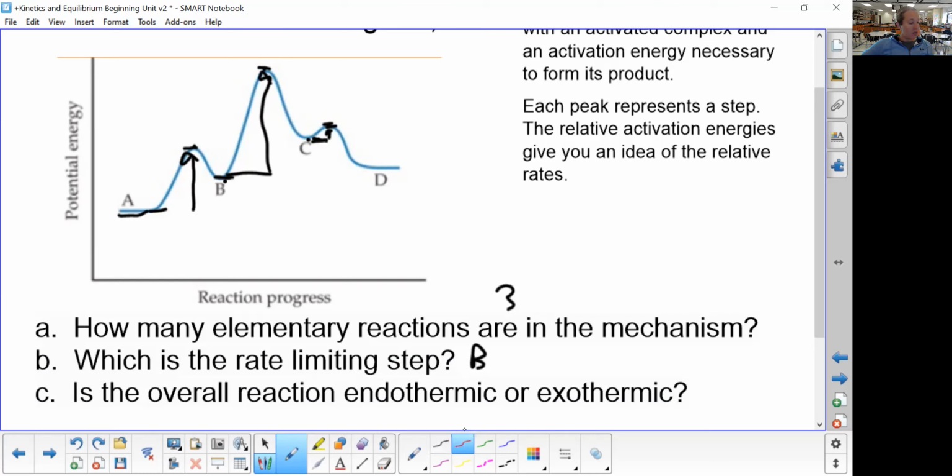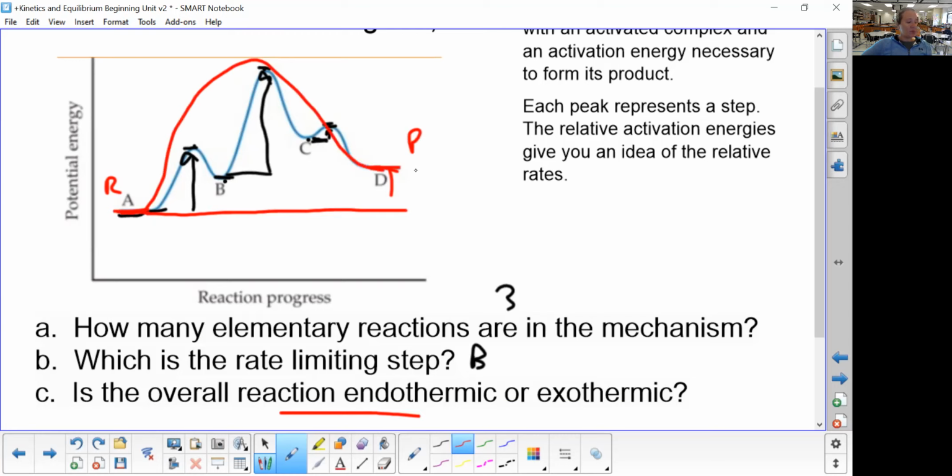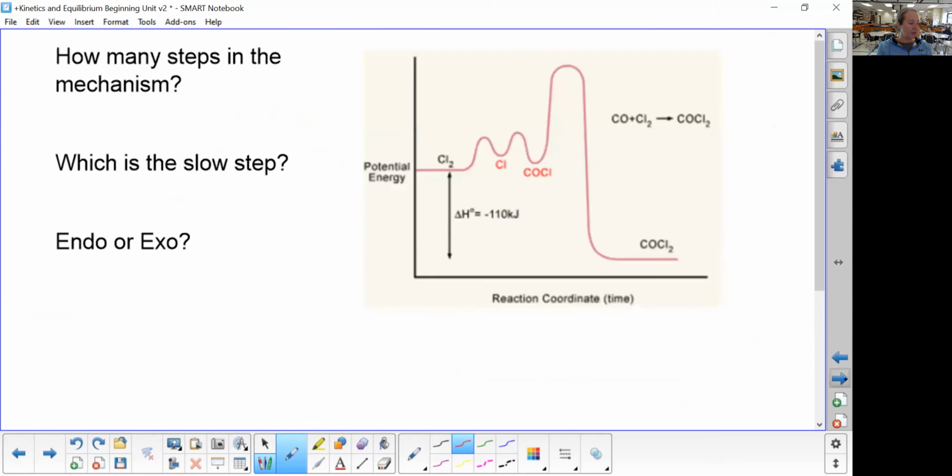And then is the overall reaction endothermic or exothermic? We don't care about the pathway, but rather the overall change, and the products are sitting higher than the reactants, so this would be endothermic. Now we would probably draw the reaction like this, with 1, but that might not be the actual mechanism that is at play there. So just some different things that could be asked.